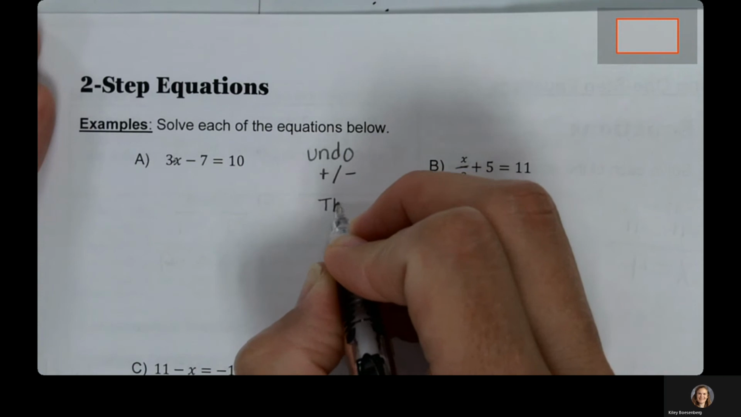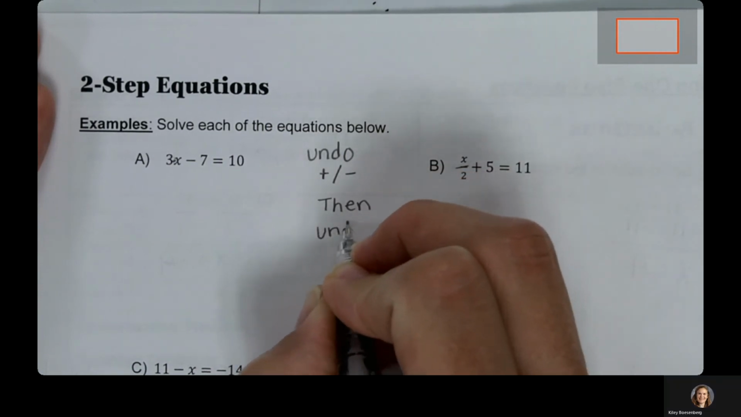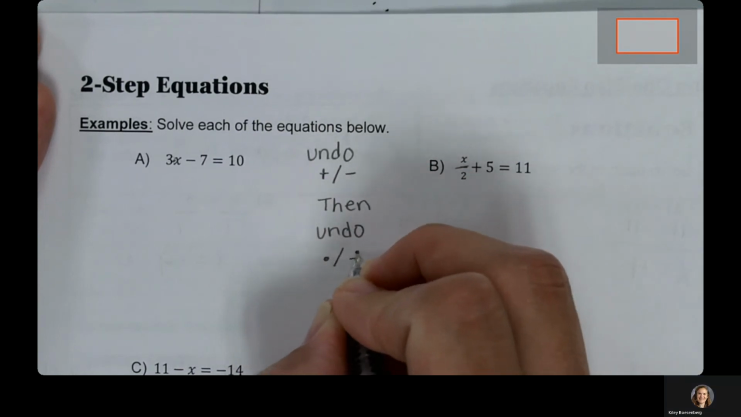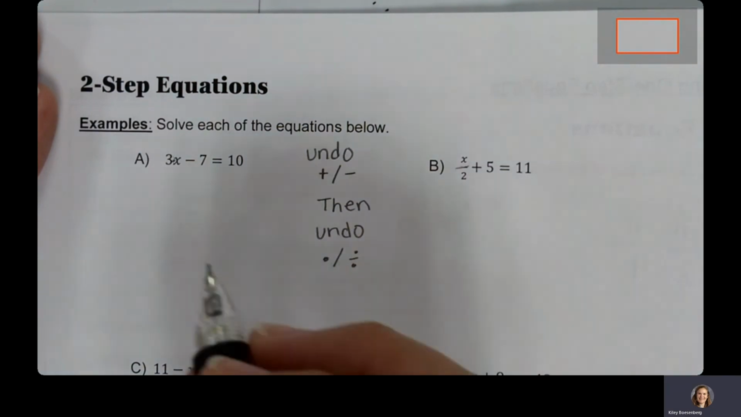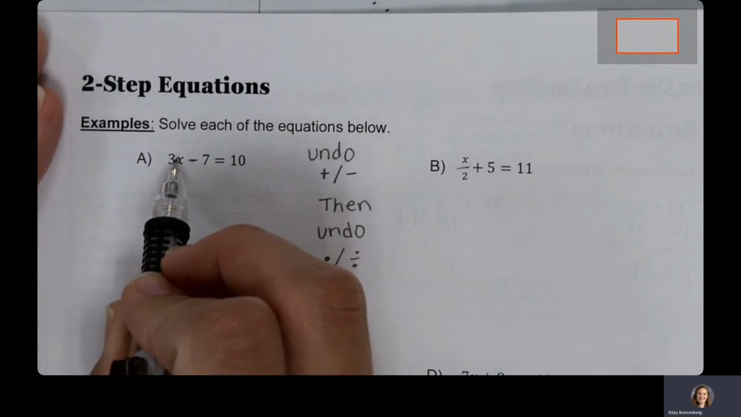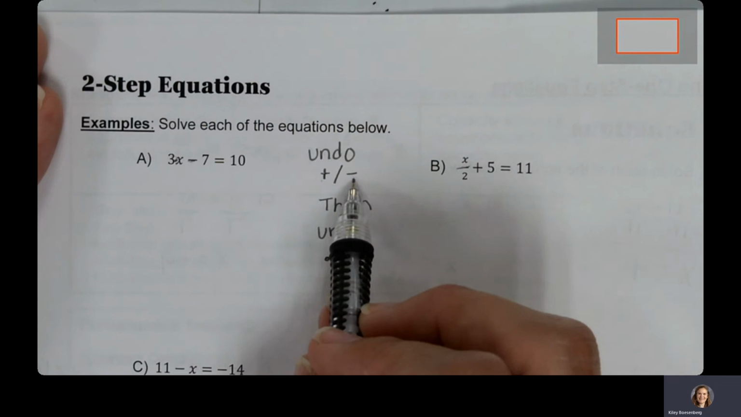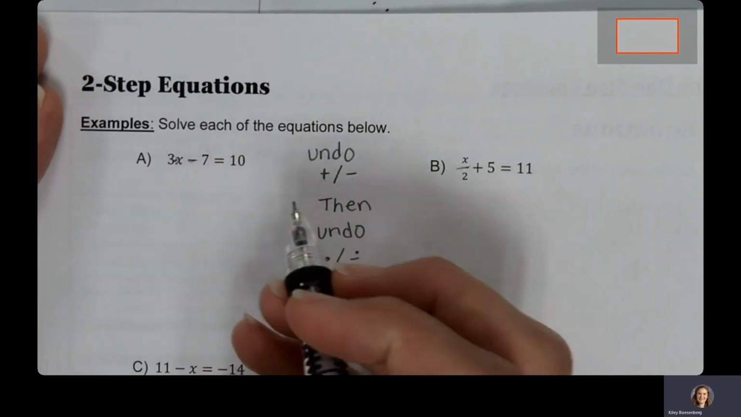Then we're going to undo or get rid of that multiplication division piece. Okay, so the first thing I see is that I have a -7, that's subtraction, and I have a times 3. So I'm going to undo the addition or subtraction first. So how do I get rid of this -7?